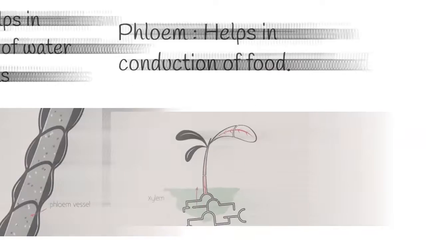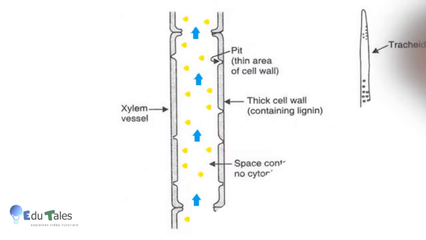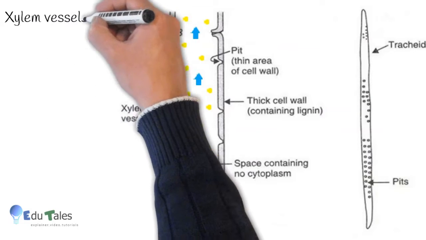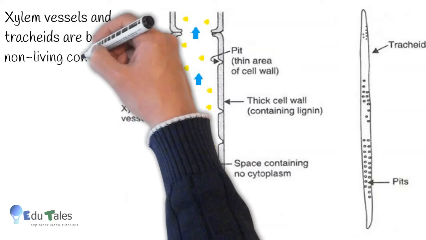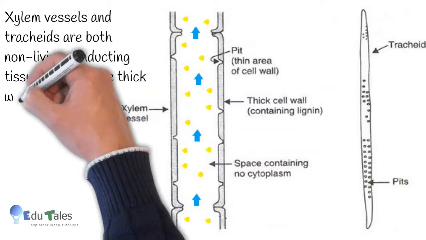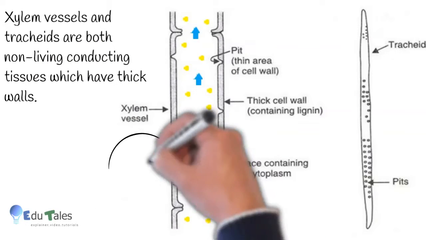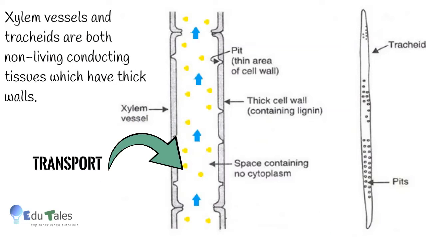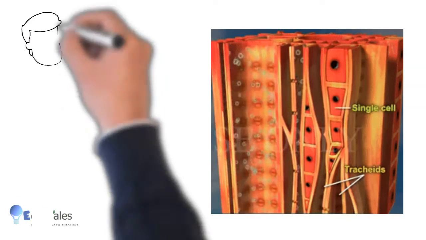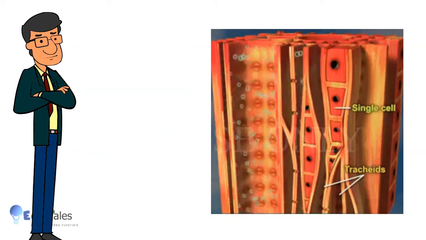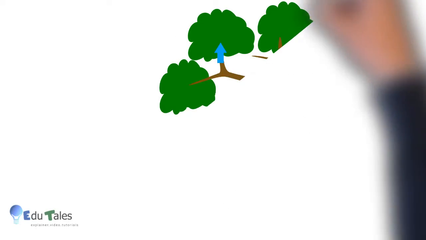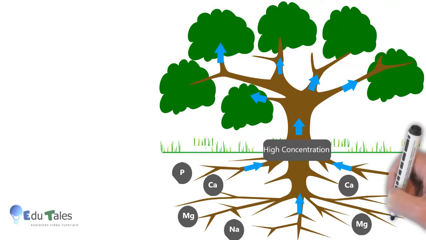Let us see xylem. The xylem vessels and tracheids are the two components which are non-living conducting tissues which have thick walls. You can see the structure of both in the diagrams. Here, transport occurs unidirectionally. This animation will make it more clear regarding how transport of water and mineral ions will occur. Let us move on to the mechanism of transport.